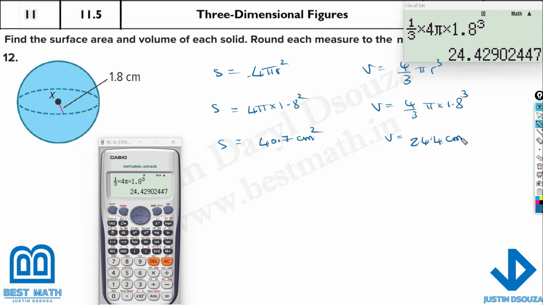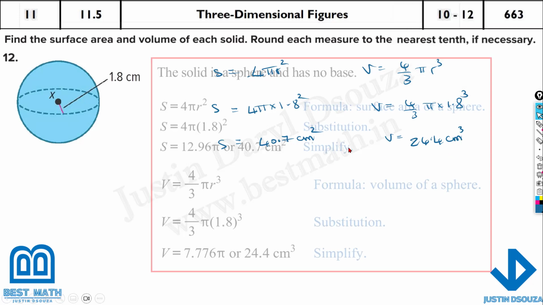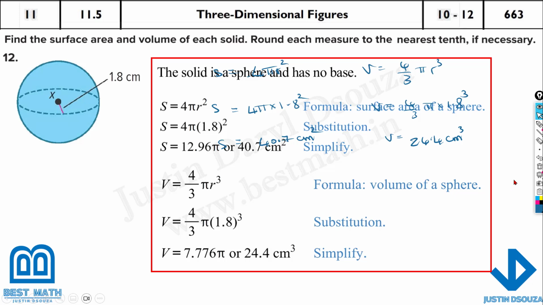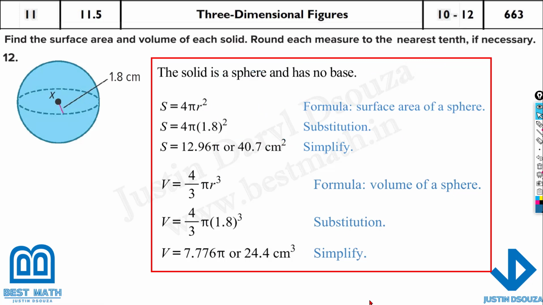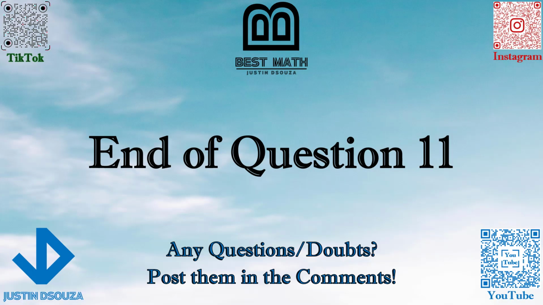24.4 centimeter cubed. You can see r to the power 3. So centimeter will be power 3. Over here it's only power 2. That's the answers. Very straightforward problem. Just remember the formulas and then they can easily be solved. That is the end of this question.